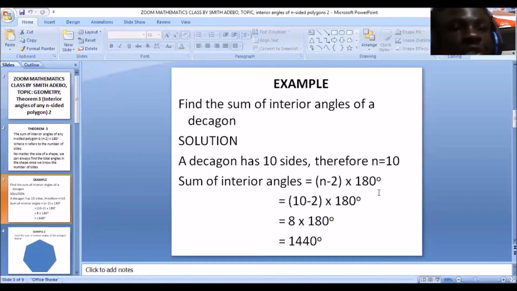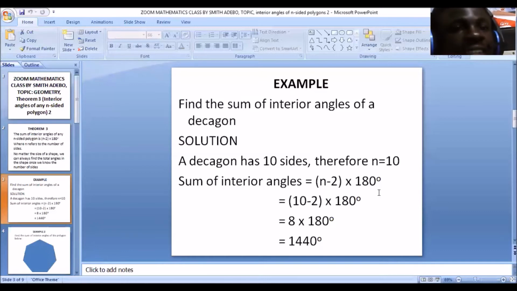The only thing you have to do is be very cautious and substitute your values perfectly. Like I said, a decagon has 10 sides. Therefore, n equals 10. Take note, n refers to the number of sides. So a decagon has 10 sides, therefore n is equal to 10. Now, the sum of interior angles of a decagon is equal to n minus 2 times 180 degrees. What is your n? That's the question you ask yourself.